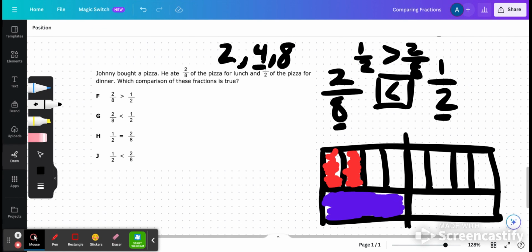Now all I'm going to do is look at my answer choices and find out which one matches. When I look at my answer choices, H stands out. That's going to be the worst answer. I can clearly see that they're not equal. 1/2 is not less than 2/8, so J, I know, is wrong. Now F and G are my two choices left. 2/8 is greater than 1/2. We know that is incorrect. 2/8 is less than 1/2. That matches one of the comparisons that I wrote. So G is going to be my answer.